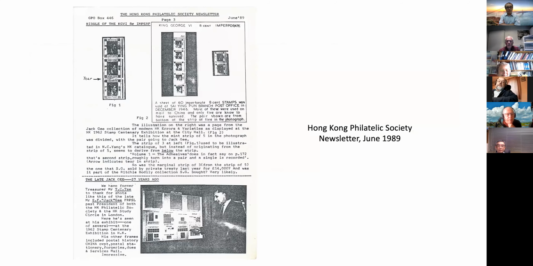This is the Hong Kong Philatelic Society newsletter for June 1989. And at the bottom there's the late Jack G, who unfortunately I met at a meeting in Portishead and arranged to go down to visit him and see his collection. Unfortunately, he passed away, so I never got to see his collection.